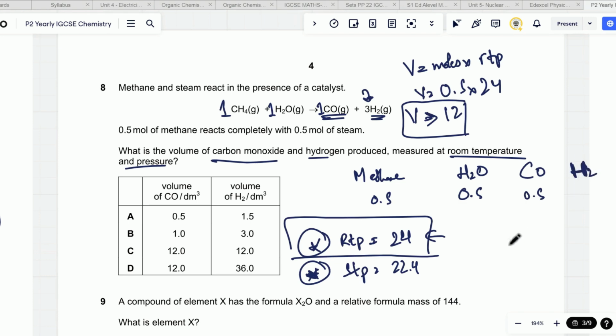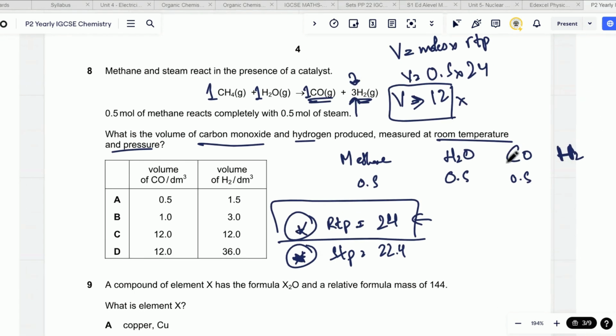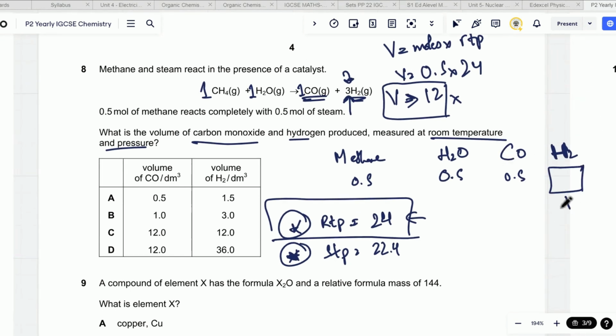For example, let's say that first we get the value for H2, the moles that we are going to get for this. Take any one, either methane or water, whatever you want. Let's say I take water. So 1 mole of water gives me 3 moles of hydrogen gas. So 0.5 moles of water will give me X moles of H2. That means X equals what?